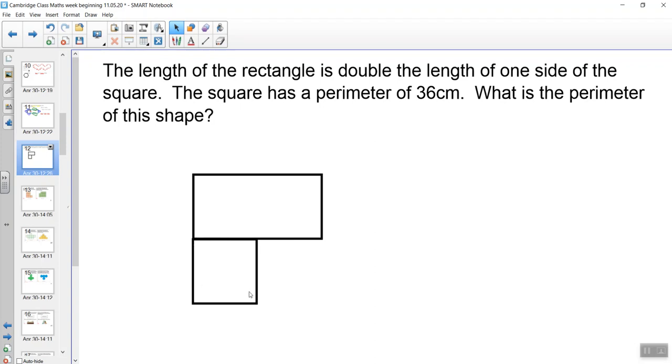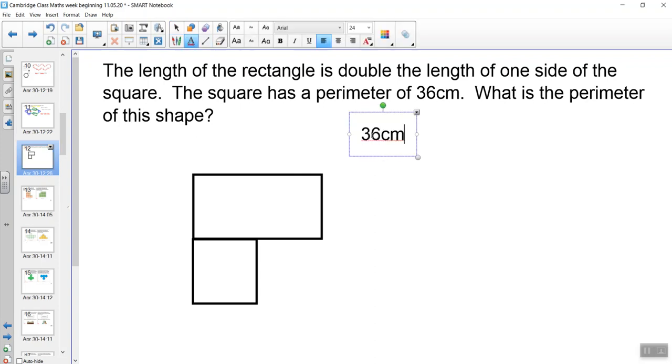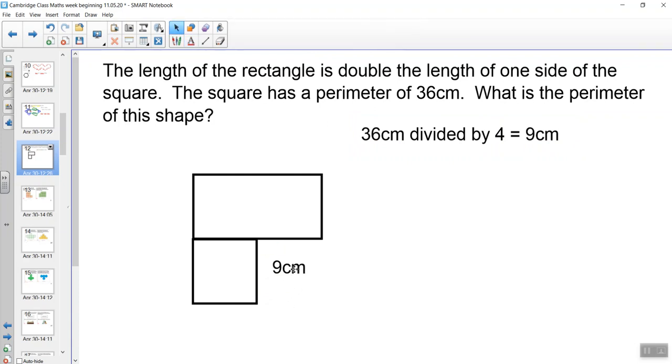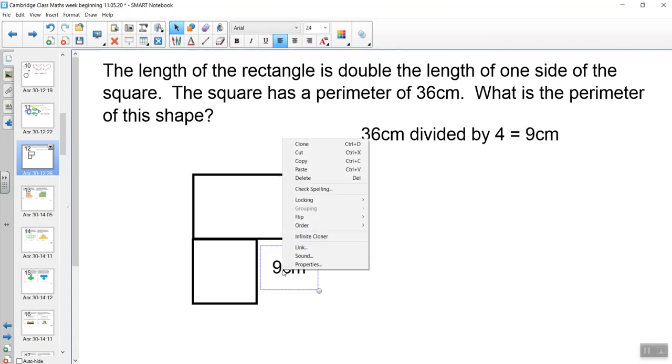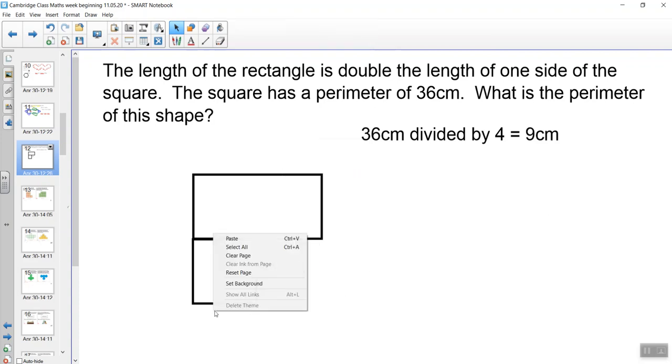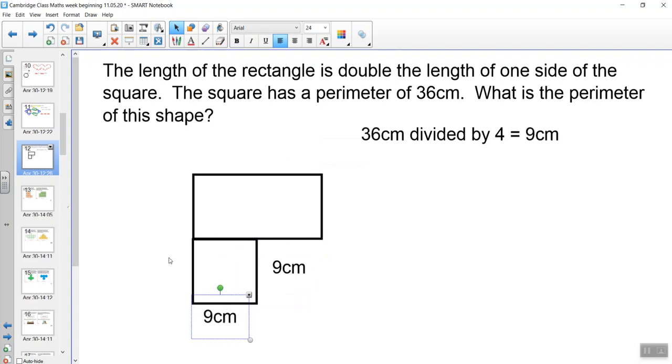So if my square has a perimeter of 36 centimetres and there are four sides, to find out one side, I'm going to have to take my 36 centimetres and split it into four bits. And 36 divided by 4 is 9 centimetres. So I now know that one side of my square is 9 centimetres. Now, that also means that this one is 9 centimetres. Let's do some copying. This one is 9 centimetres here, and here we've got 9 centimetres here.